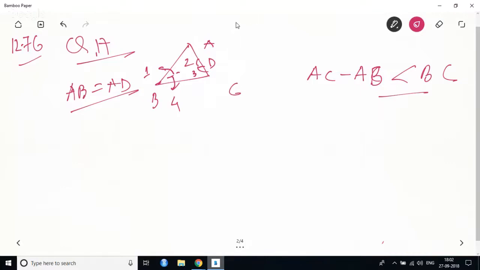Now guys, try to understand, this angle 3 would be greater than angle 1. Let me make a bigger triangle for you.